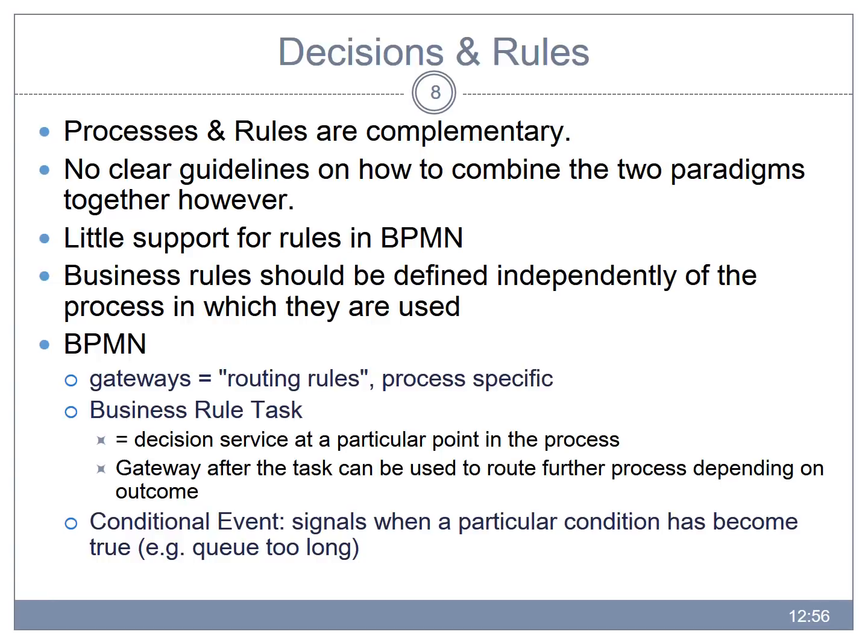So for example, suppose you have some application or a file that needs to be approved. Rather than putting lots of gateways into your process that test for the different conditions upon which you can approve this application, it's better to have a business rule task like review application for approval, and then have after your business rule task a gateway approved true or false, and route then the process depending on the approval having been obtained or not.